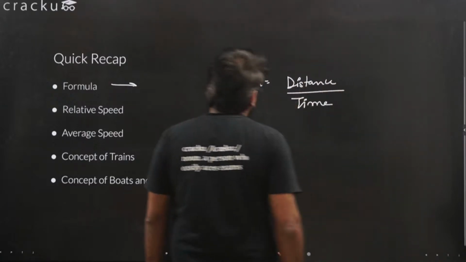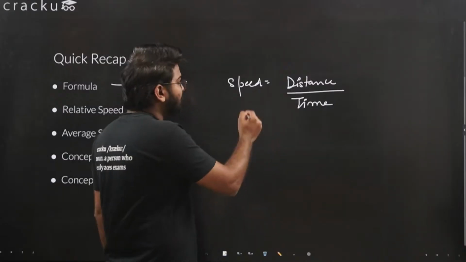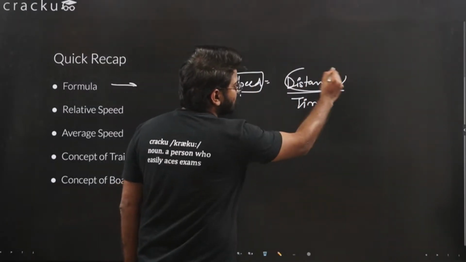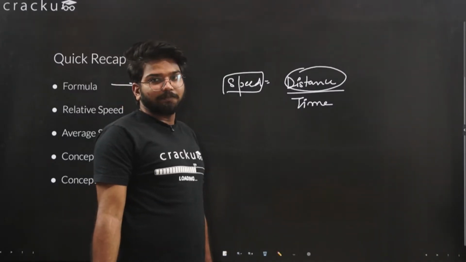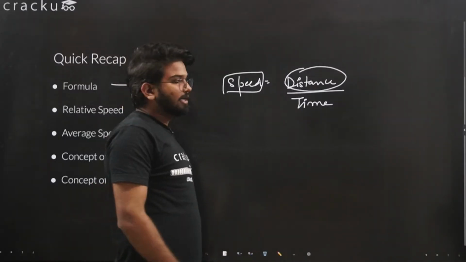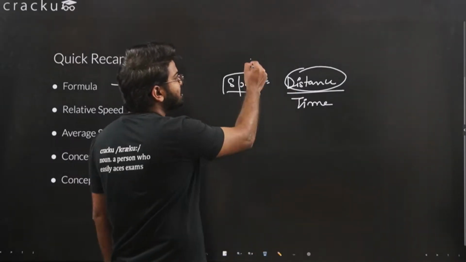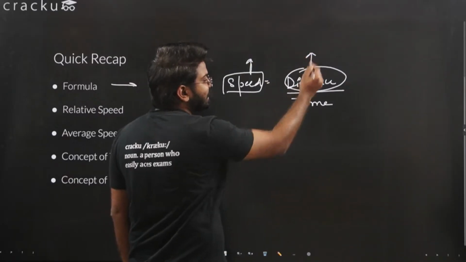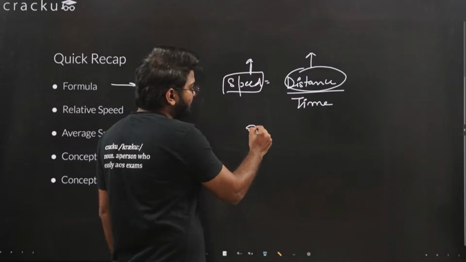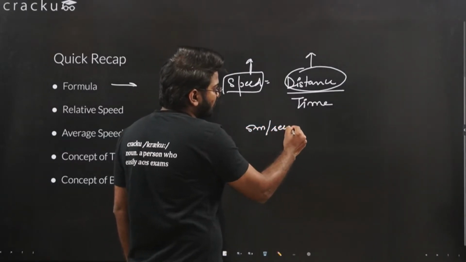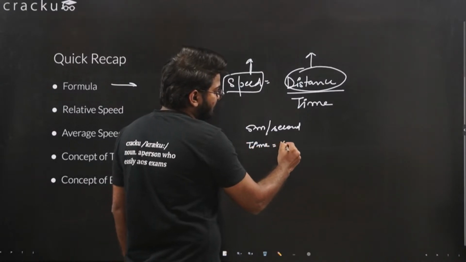Now, first thing I would like to recap here is there is a direct relation between speed and distance. What do I mean by direct relation? Basically, if you have a fixed time, if you are given that time is fixed, then the relation between speed and distance is directly proportional. If you increase the speed, your distance will increase. For example, let's say my speed is 5 meter per second, and the time you are given is 10 seconds.